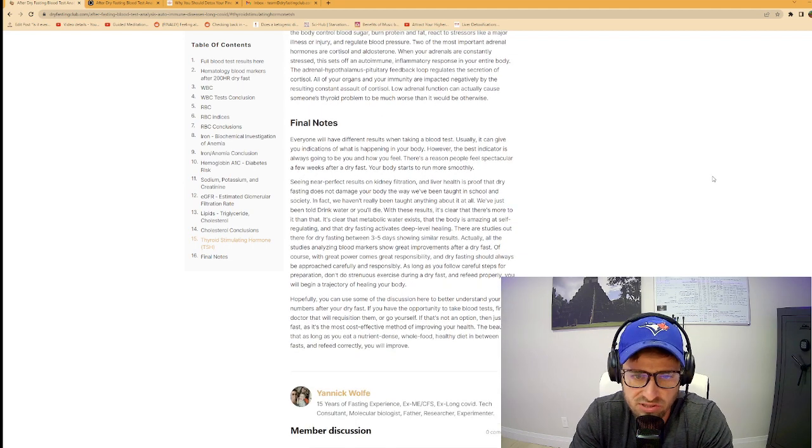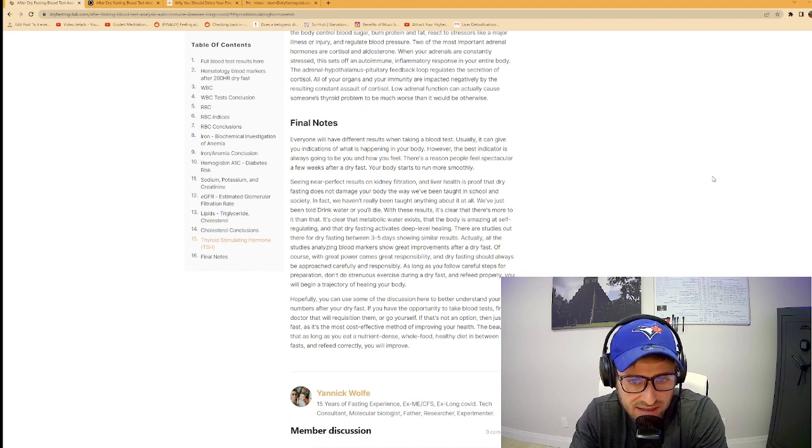Everyone will have different results when taking a blood test. Usually, it can give you indications of what is happening in your body. However, the best indicator is always going to be how you feel. There's a reason people feel spectacular after a few weeks post dry fast. Your body starts to run more smoothly. Seeing near perfect results on kidney filtration and liver health is proof that dry fasting does not damage your body the way we've been taught in school and society.